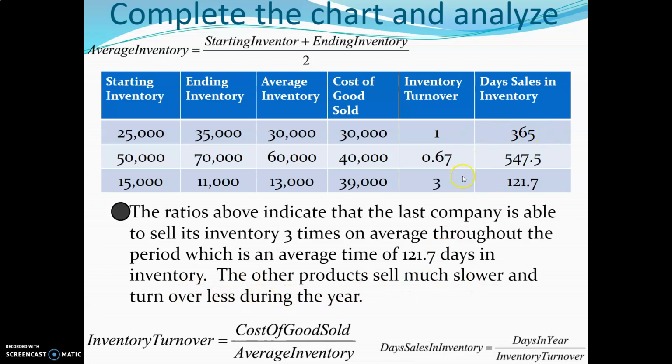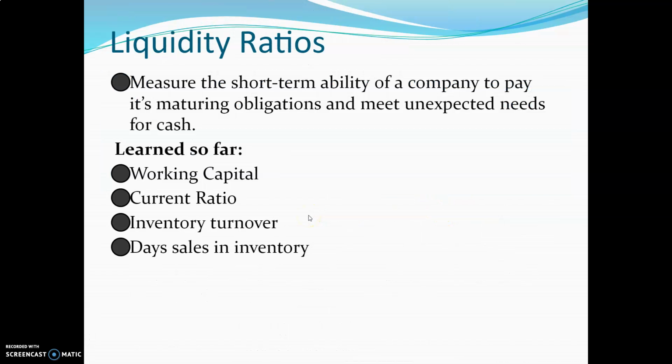That's what these other numbers tell us. So if, for example, with this first company, it tells us it would take about 1 year to sell whatever is in inventory for this company. Again, different companies have different turnover ratios or rates. So we jump right in.